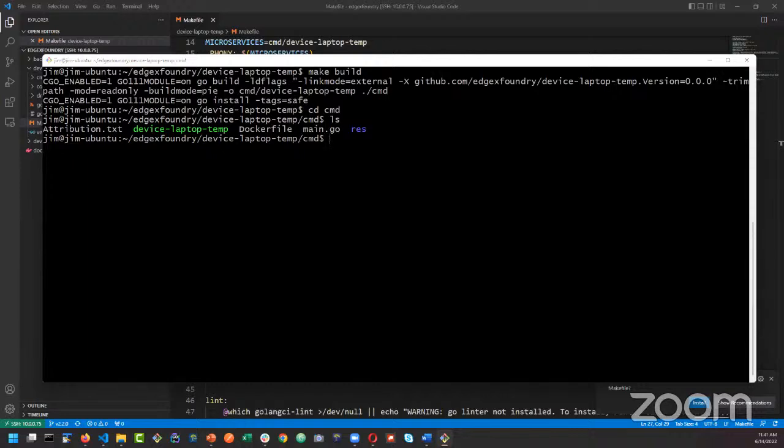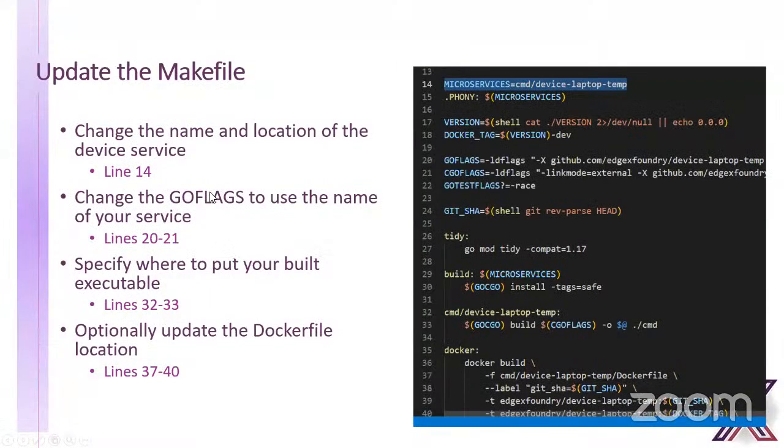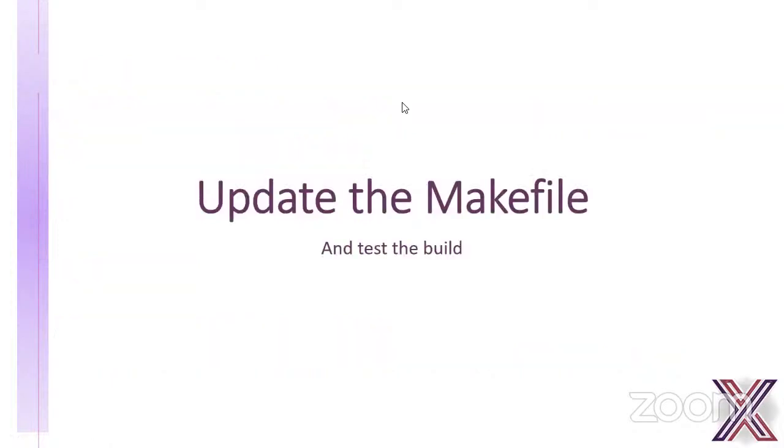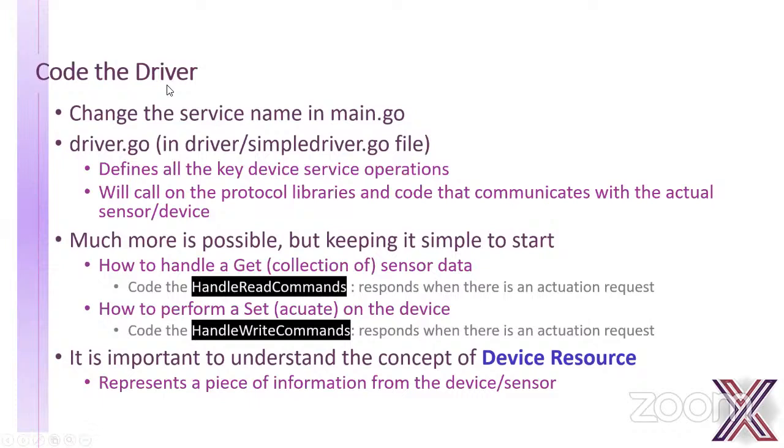Let's go back to our slide set here. So I've gotten the EdgeX environment up and running. I have gotten the SDK. I've created a new device service, and I've actually got the make file set up to build my environment correctly. So now I've got all of my infrastructure in place. Next up, we've got to code the driver. The driver is the name that EdgeX Foundry uses for what is actually driving or communicating with the sensor or device out there.